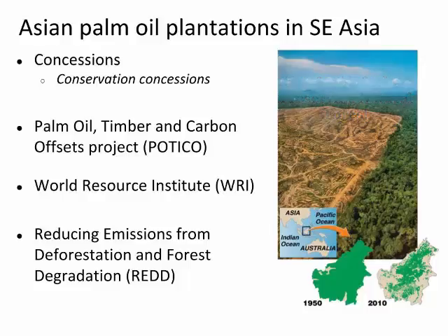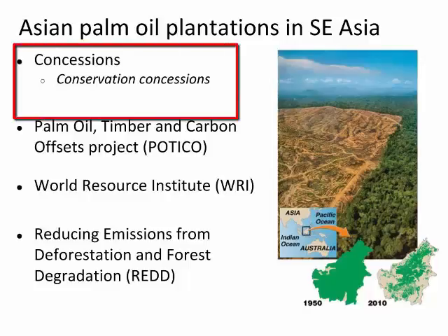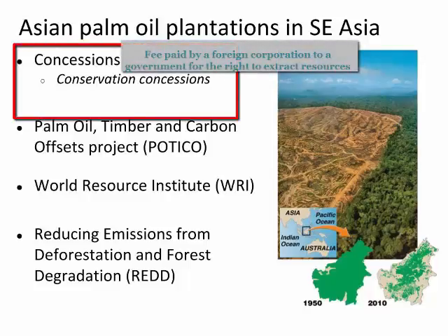Uncut tropical forests still remain in many developing countries, such as Brazil, Indonesia, and West Africa. These countries are desperate, though, for economic development and foreign capital, which means that there are fewer logging restrictions in these countries than in other well-developed countries. Loggers who want to harvest resources from developing countries often pay a concession, which is a fee paid by a foreign corporation to a government for the right to extract resources.